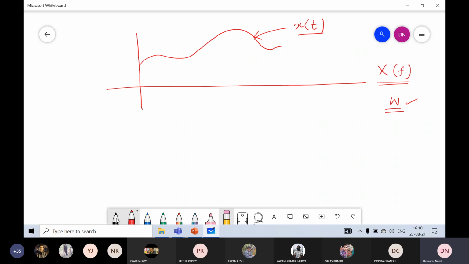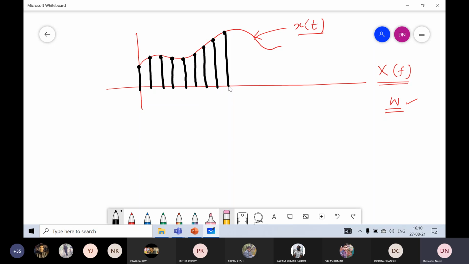Now, if this signal is sampled like this, for example, this is one sample, this is another sample, this is another sample, you will not take any value in between two successive samples, and only these sample values you are taking. After sampling, you will get these sample values. Clear?